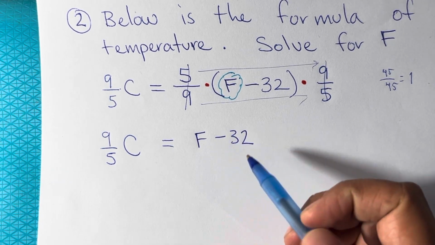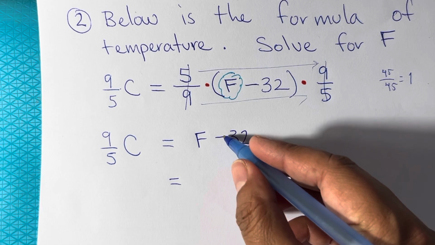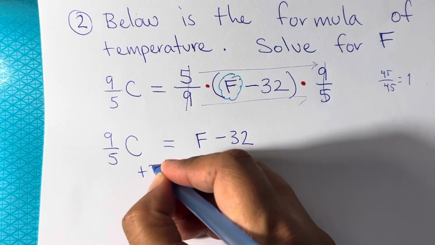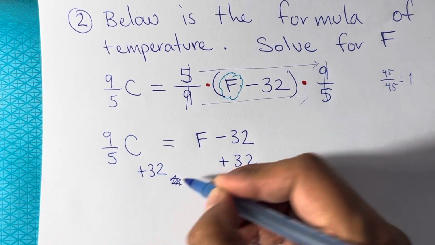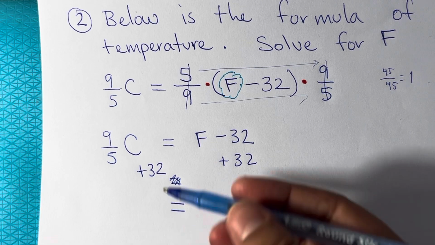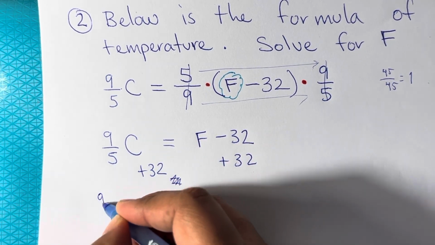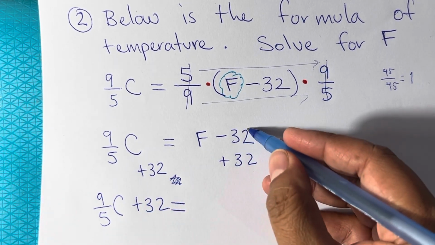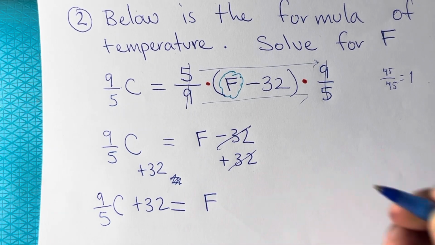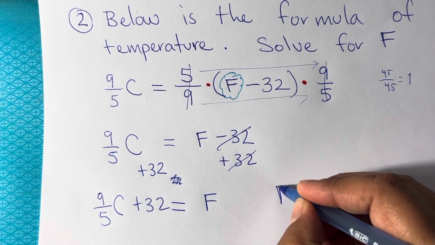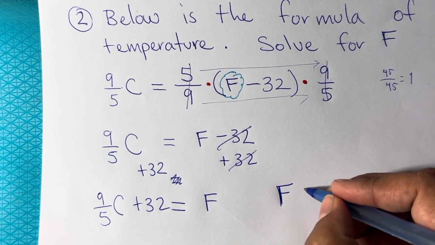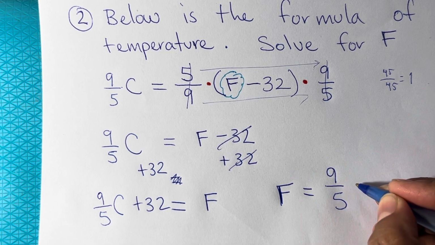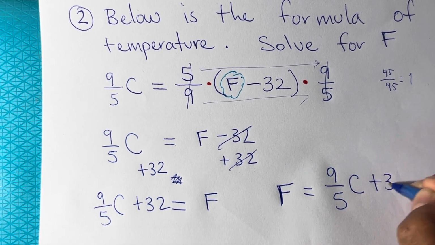Finally, if we're subtracting 32 to leave F by itself, we have to do the opposite, which is add 32. If we do it on one side, we have to do it on the other side. And let me rewrite this a little lower. So now we have 9/5 of C plus 32. In here, this cancels, and now I only have F. To rewrite it, we say that to find the temperature in Fahrenheit, what we need to do is get 9/5 of C and add 32 degrees.